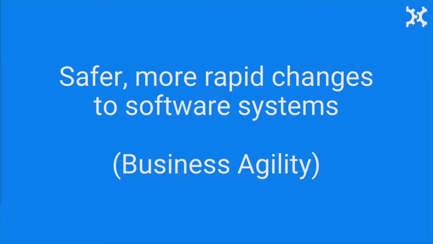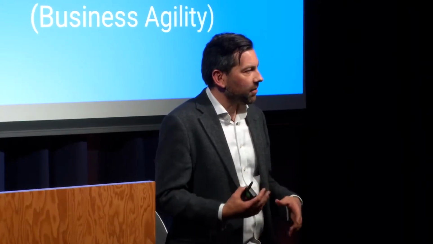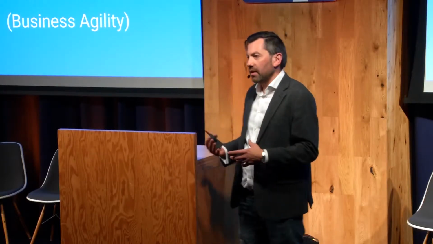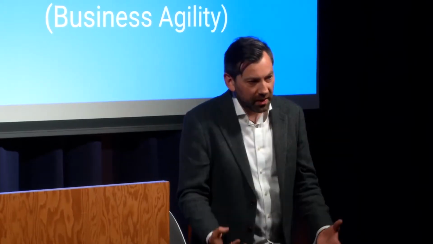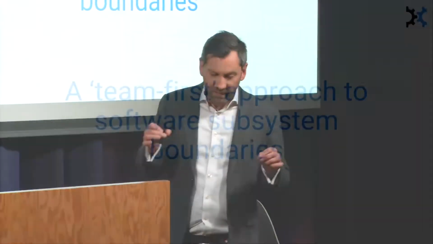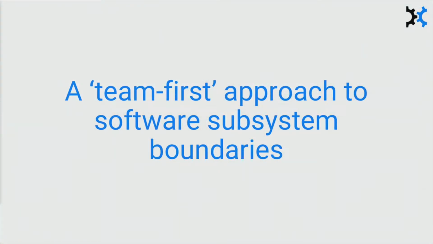Why do we care about that? Well, we want to be able to make safer, more rapid changes to software systems. And what that gives us is business agility, organizational agility. That's how to sell these kind of ideas to people in the business who hold the money. If you need funding to make some of these changes, you talk about business agility, organizational agility. That's ultimately what we're trying to achieve. And this is a team-first approach to software. We start with the team. You'll hopefully see why that's important in a minute.